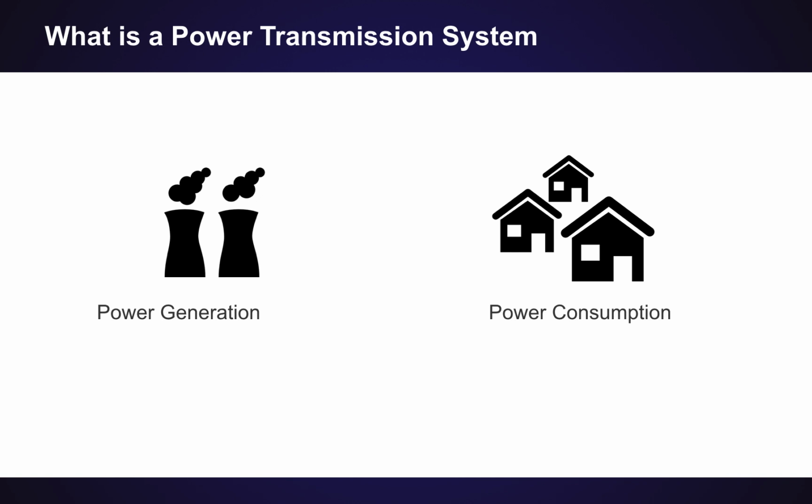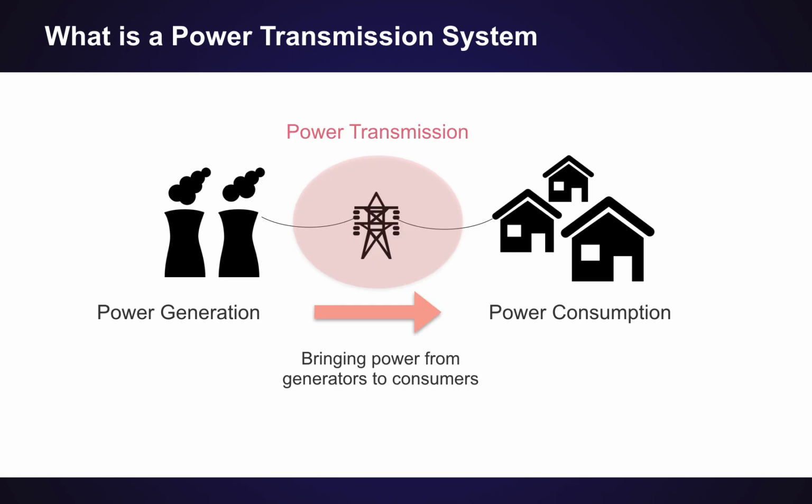A power system really has a lot of different pieces to it. On the one hand, we have power generation, on the other hand, we have power consumption, and the transmission grid is really what is connecting those pieces together. So the main task of power transmission is bringing power from generators to consumers.